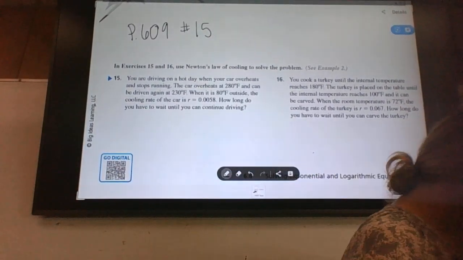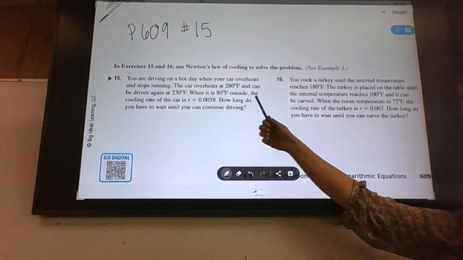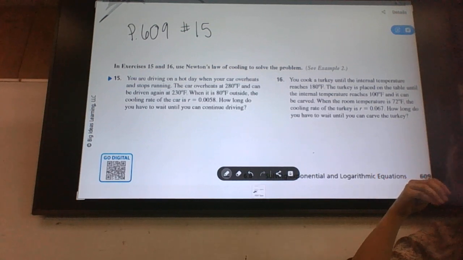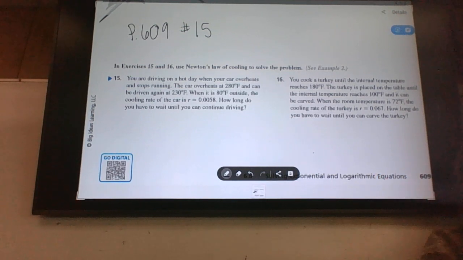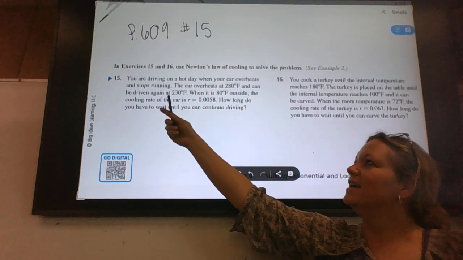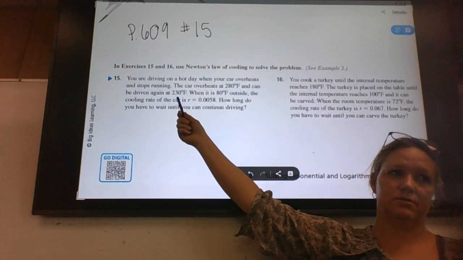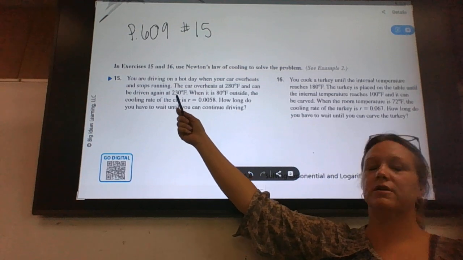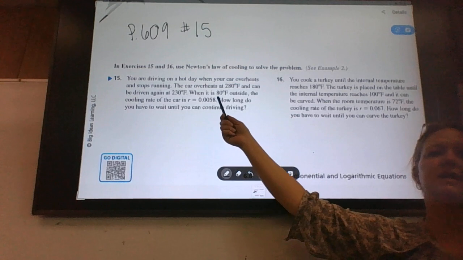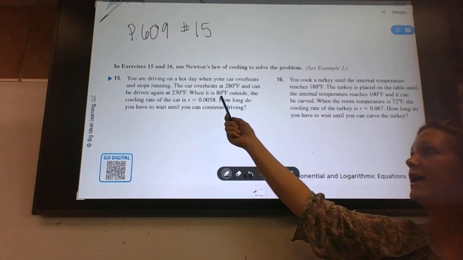Okay? So the car overheats to 280 degrees. If any of you are mechanics or have worked on cars, when it's hot, it'll sizzle your skin. 280. Apparently, your car can go ahead and drive when it's still 230 degrees Fahrenheit, so pretty hot. It's 80 degrees outside. It's really not that hot outside compared to how hot it gets here.